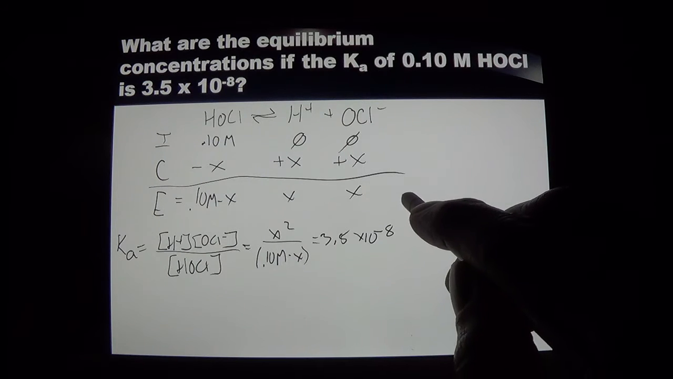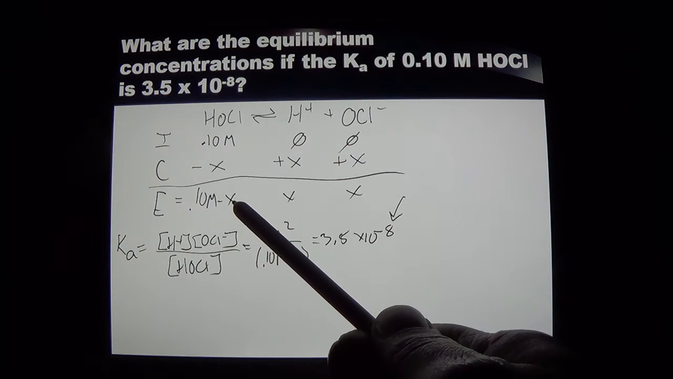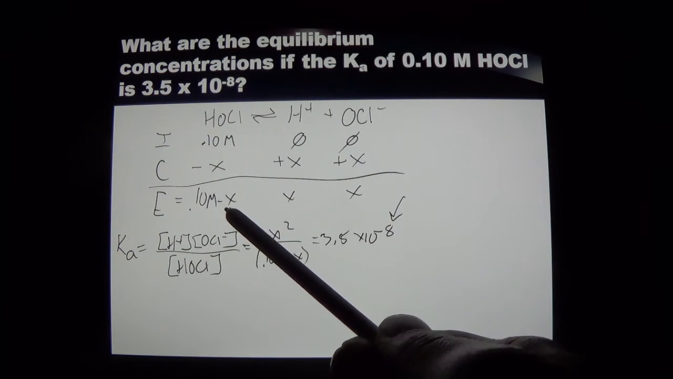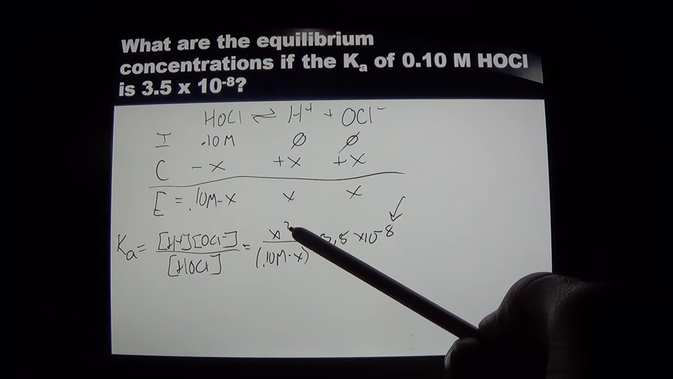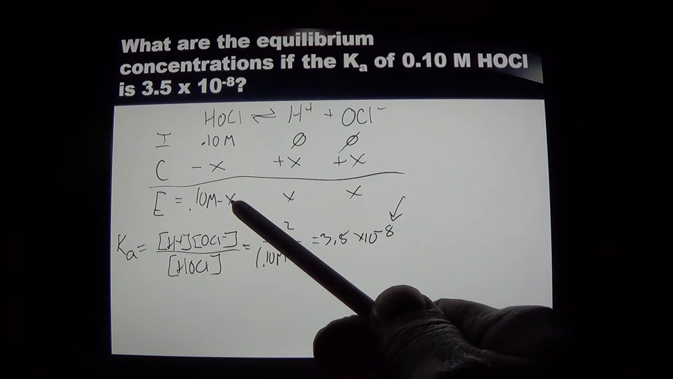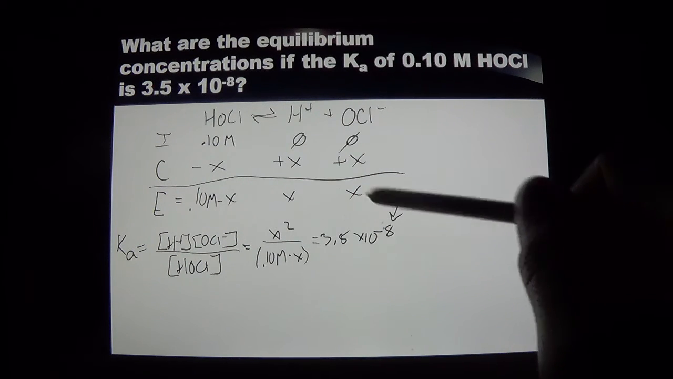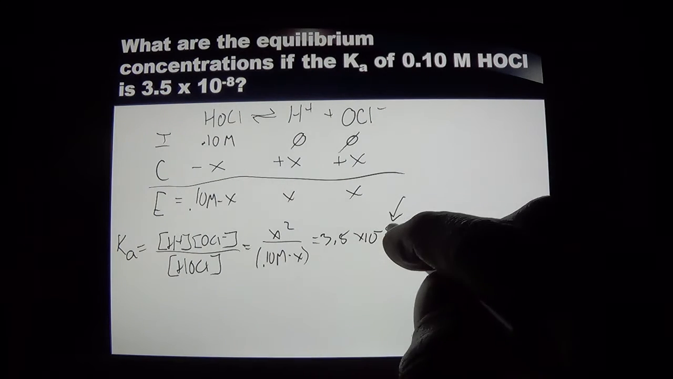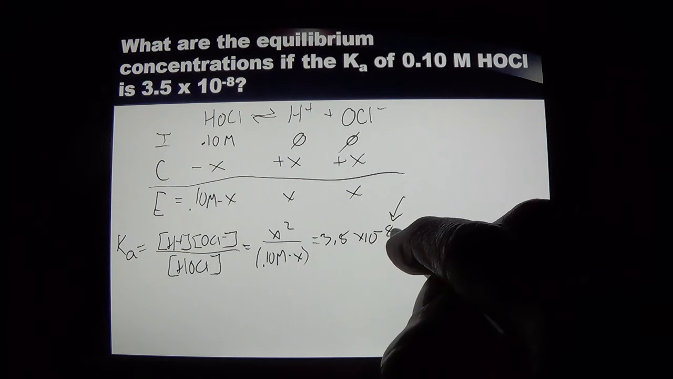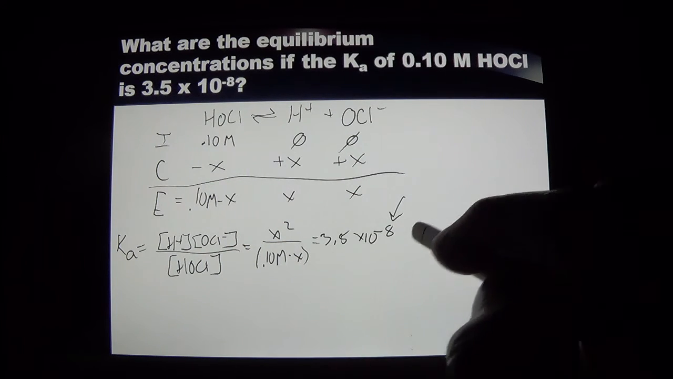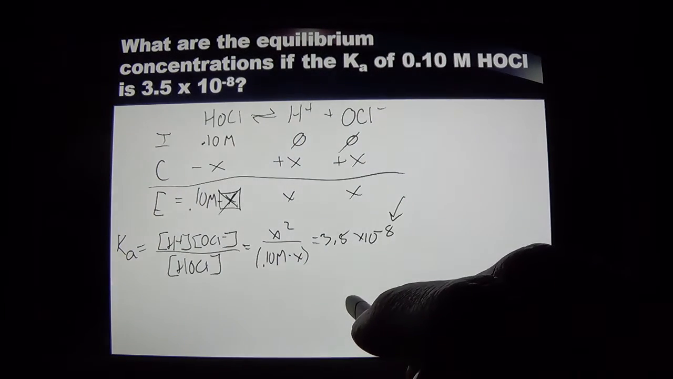My question to you is, would it work? Is this a small enough K that I can assume that this x here can be ignored? Not these x's. If you ignore all the x's, you'd have 0 on top, and that's not right. Can I, with this small a K value, ignore that? Well, remember, K tells us how much this will react. This is going to react a really, really small amount. This is a decimal point and 7 zeros before you hit the 3 and the 5. So yes, this part here, that x, is ignorable.